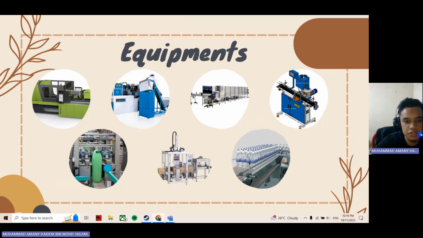For the fifth machine, this one is quality control machinery. The purpose is to inspect bottles for defects and ensure they meet the quality standards in the factory. It uses sensors, cameras, and human inspection to check for leaks, cracks, deformities, or any other quality issues before the bottle is shipped.